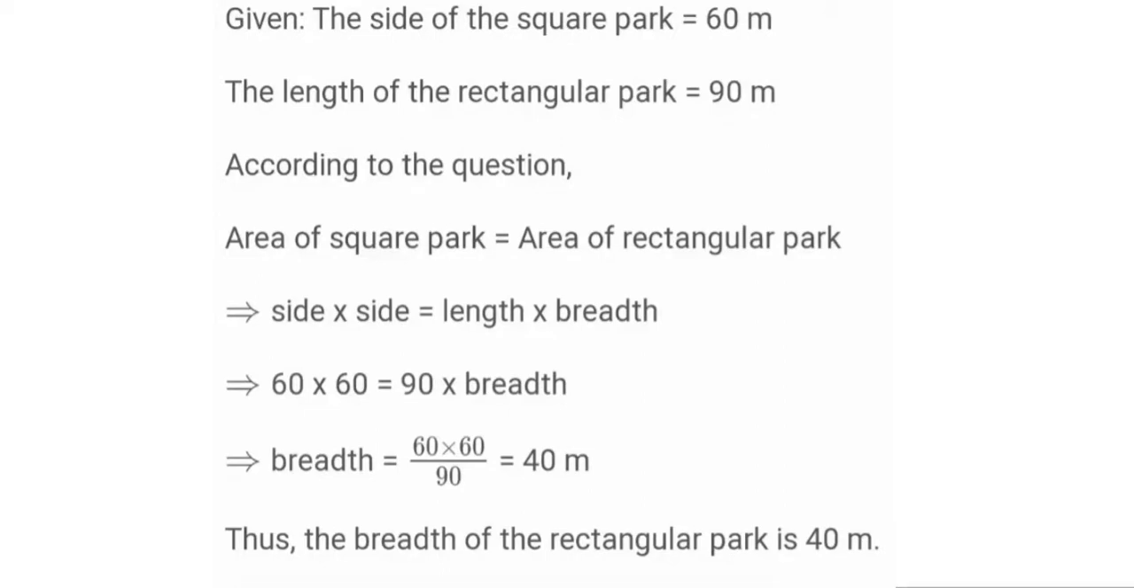0, 0 will cut. And this 9 and 6 we can cut. So 3 2s are 6 and 3 3s are 9. Now again 3 and 6 we can cut. So 3 1s are 3 and 3 2s are 6. So it will come 40 meter. So the answer is the breadth of the rectangular park is 40 meter.